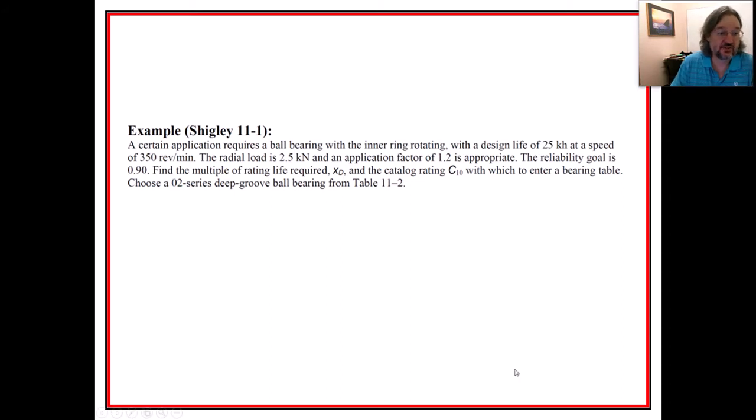For a certain application, we require a ball bearing with the inner ring rotating, which is usually the way it goes, but we can have that arrangement where the outer does, with a design life of 25 kilohours at a speed of 350 RPM. The radial load is 2.5 kilonewtons and an application factor of 1.2 is appropriate.